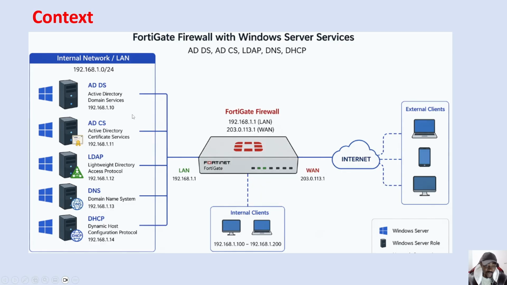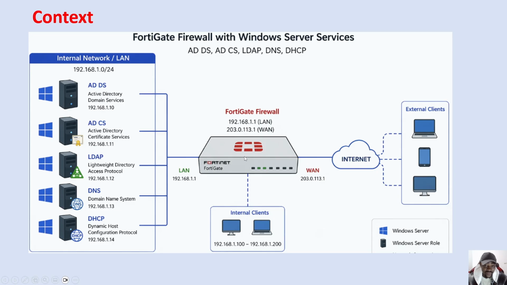So actually in most companies these Windows Server features and roles are installed on the premises, and usually we have a FortiGate firewall, which is like the router and the firewall to filter traffic that goes from the internal network to the external network and vice versa. So in most companies, as I said, we have these Windows Server roles that are running, and the FortiGate firewalls usually stand between the internal network and the external network.